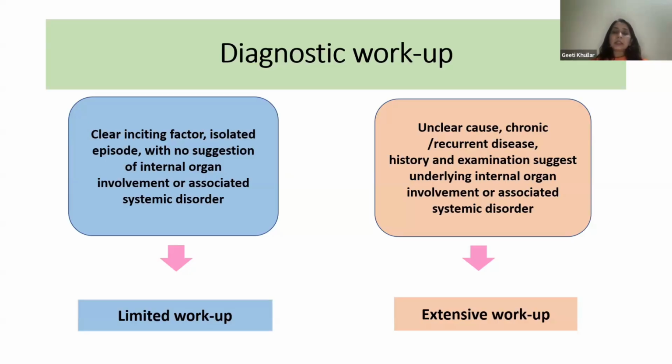But if a patient has an unclear cause, you're not able to pinpoint what the cause is, or the patient is having multiple episodes, he has come to you maybe 4 to 5 times, a very recurrent disease, and history and examination are forthcoming with some internal organ involvement, or he has some systemic association in the form of some joint pain, Raynaud's, or photosensitivity, then you will order an extensive workup for these patients, because recurrent cases, as I already discussed, would have an underlying cause in the majority of cases. The cause may not be evident to you; you have to search for it.